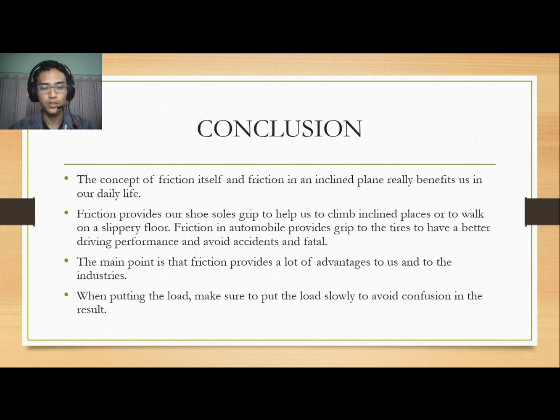The conclusion for this experiment is that the concept of friction itself, and friction on an inclined plane, really benefits us in our daily life. Friction provides our shoe soles grip to help us climb inclined places or walk on a slippery floor. Friction in automobiles provides grip to the tires for better driving performance and to avoid accidents and fatalities. The main point is that friction provides a lot of advantages to us and to industries. Remember when doing this experiment, always make sure to put the load slowly to avoid confusion in the results.